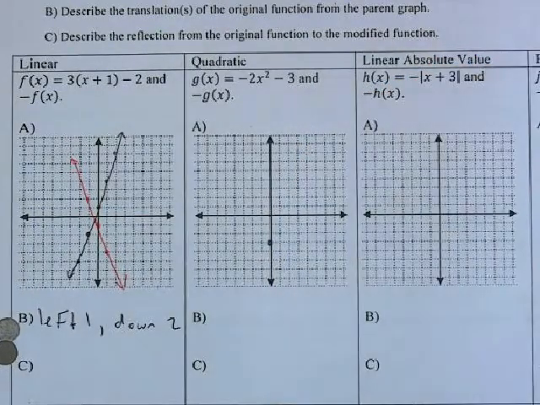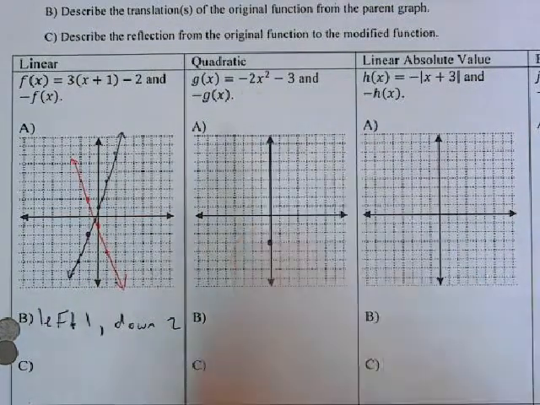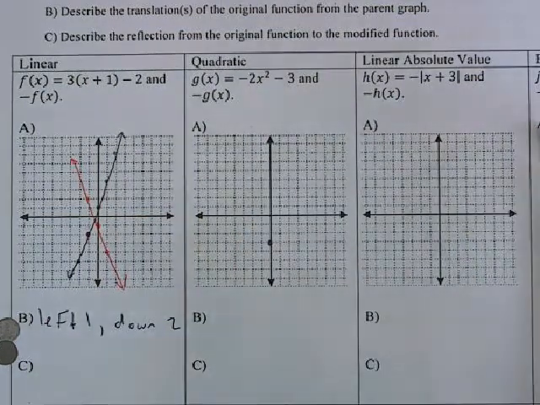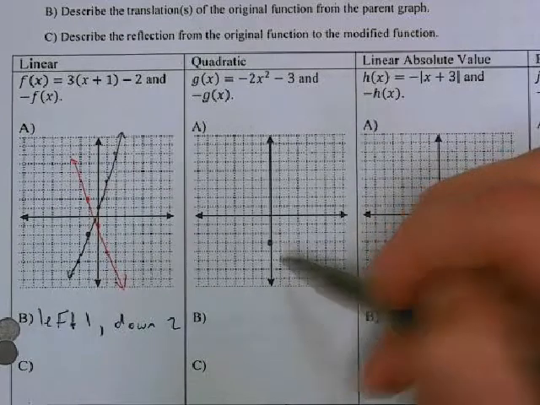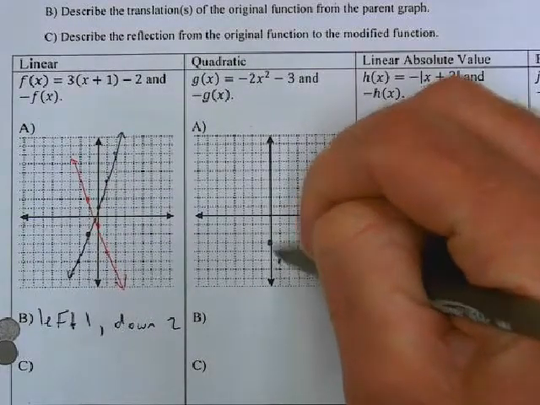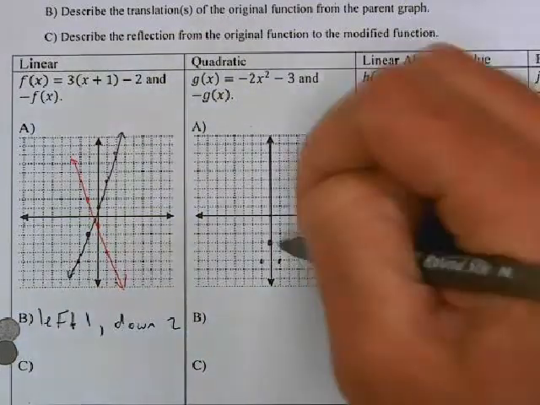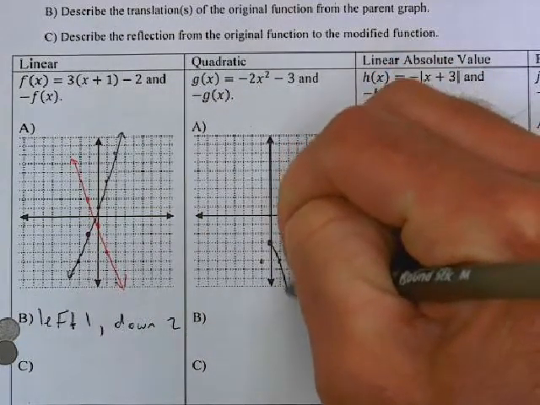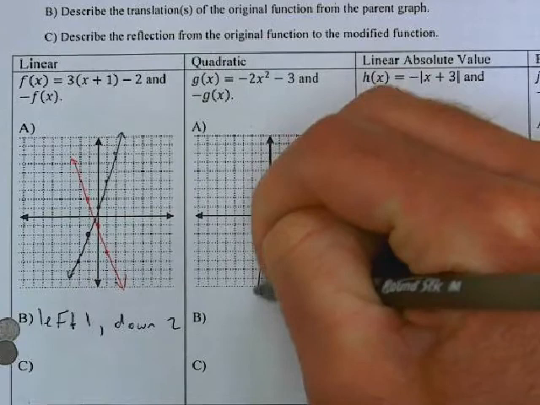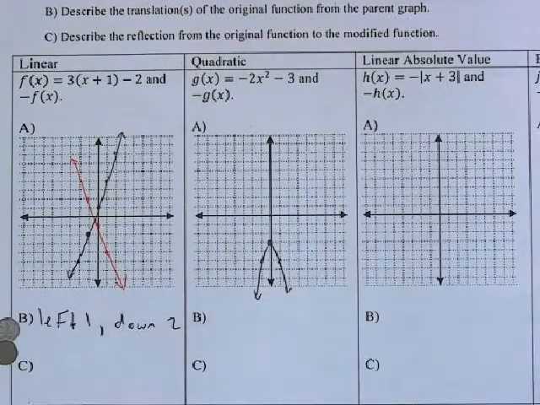And then there's my vertex. Next, since my a value is negative 2, I'm going to get 2 lattice points by going over 1 and down 2 in both directions. And then I got those 3 points. That is enough to draw my parabola. So it's going to look something like that.